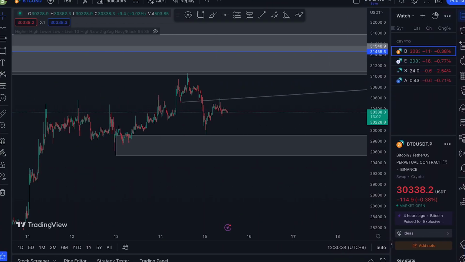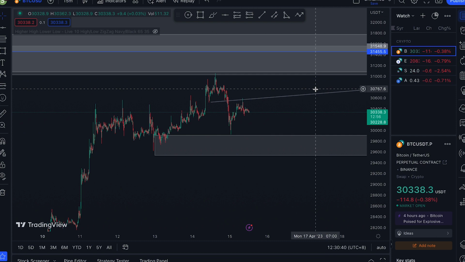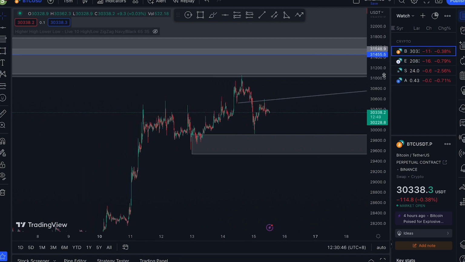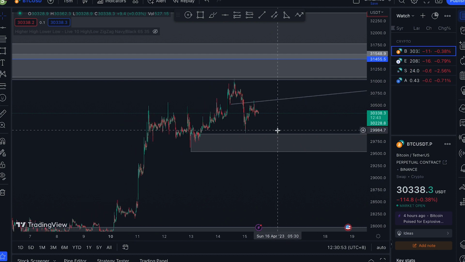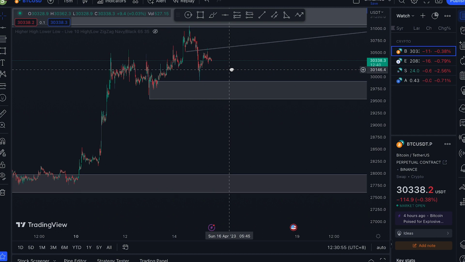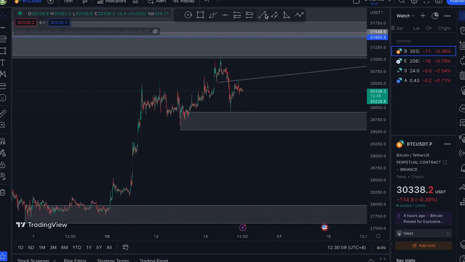Okay, so hello and welcome back, and today we are going to be talking about the shorter or the lower time frames that may have an effect. So we did do a TA on the higher time frames, on the hourly and on the 4-hour chart, but today we are going to be looking at the 15-minute to see what might be happening.